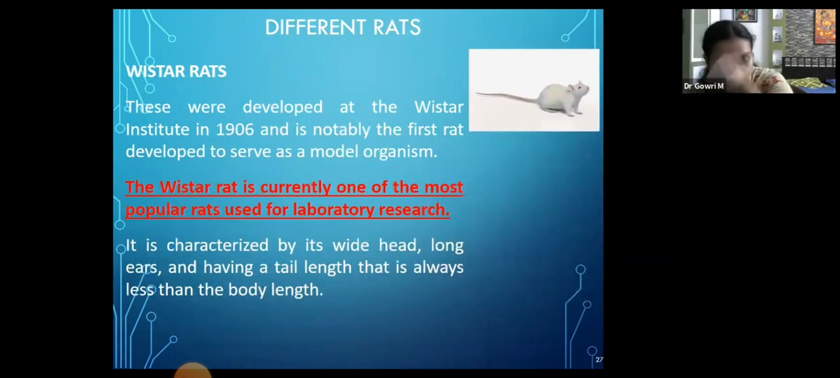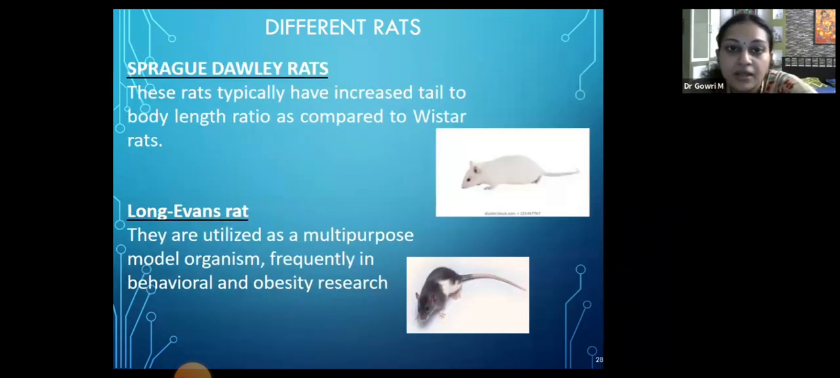Now, the different rats. Different rats: Wistar rats. Wistar rats were developed at the Wistar Institute in 1906 and are notably the first rat developed to serve as a model. This was artificially developed for study purposes, and it is currently one of the most popular rats used for laboratory research. It is characterized by its wide head, long ears, and a tail length that is always less than the body length. So this is about Wistar rats.